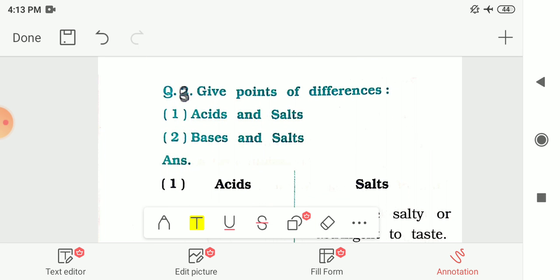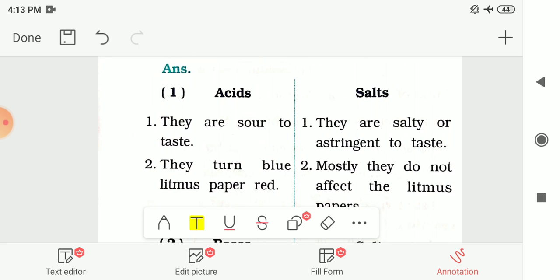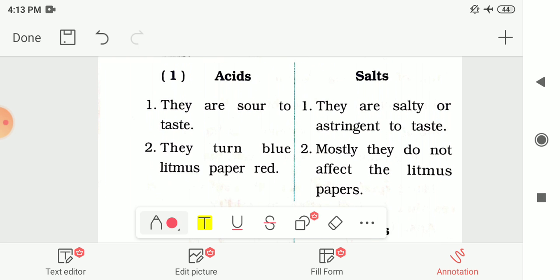Give points of difference. In that first one is between acids and salts. So acids are sour to taste, while salts are salty or astringent to taste, a little bit bitter and salty to taste. The another difference between acids and salts is acid turns blue litmus paper into red, and mostly the salts do not affect the litmus paper. Not all the time, but most of the salts do not affect the litmus papers. So this is the difference between acids and salts.